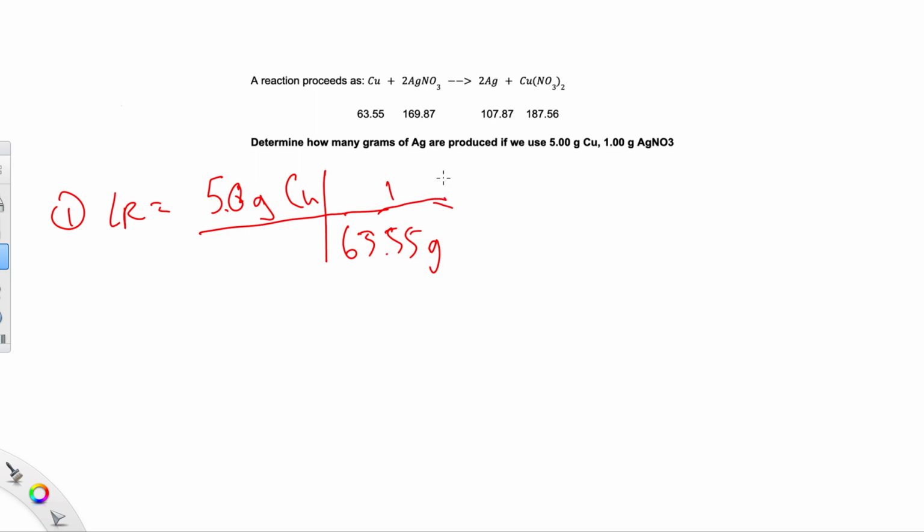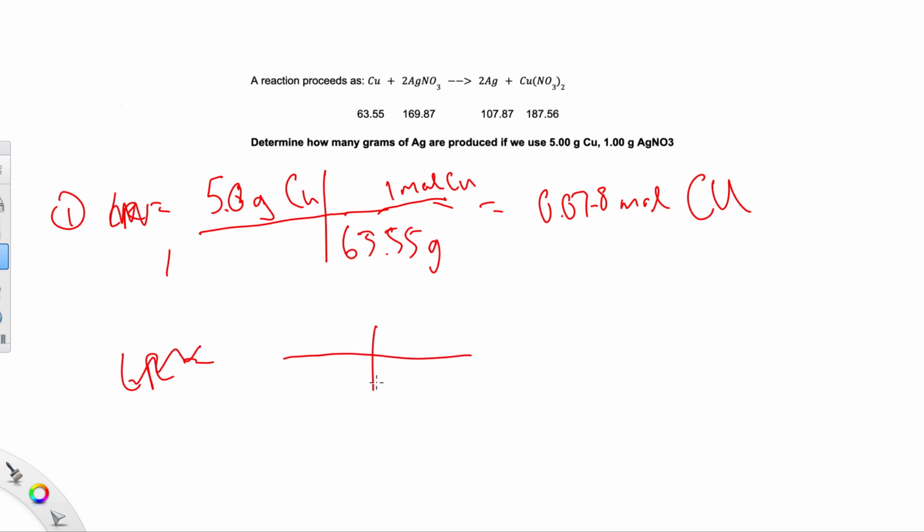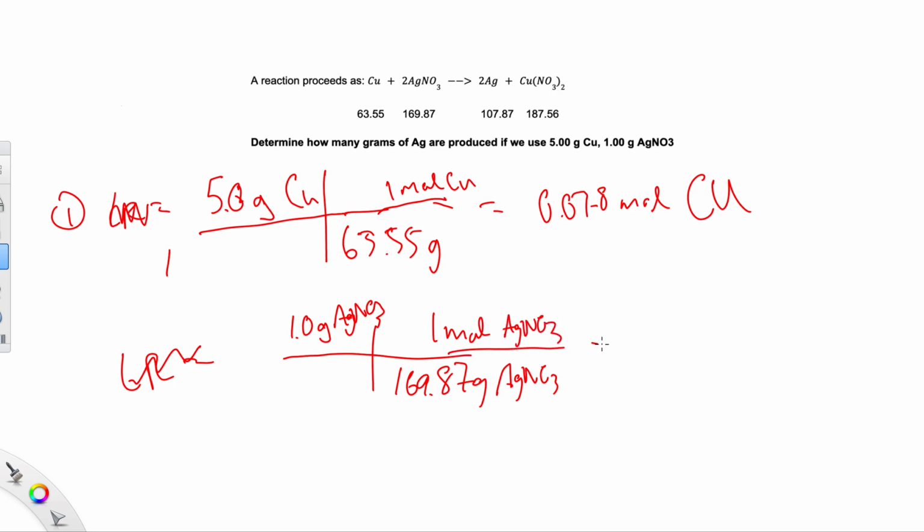So this has 1 mole. The number of moles of copper that we have is 0.078 moles. I'll just write copper. And now we'll do the LR. Oops, just get rid of that one. We don't know that yet. And then we have 1.0 g AgNO3. This is terribly messy. And then we have our molar mass: g AgNO3 corresponds to 1 mole AgNO3.